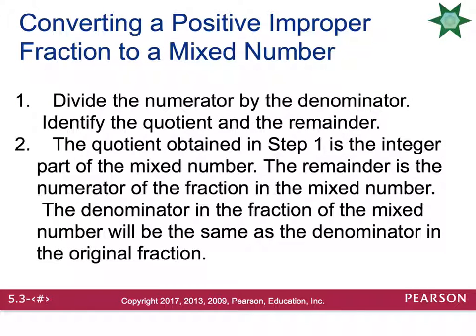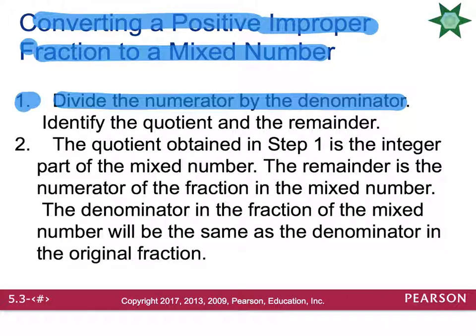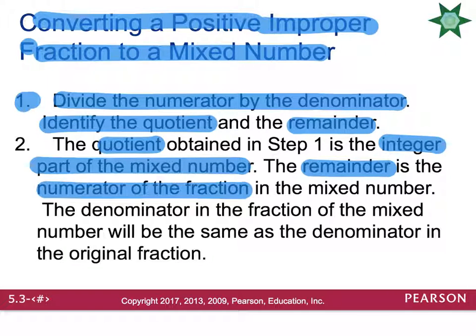Now let's look at how we go from an improper fraction to a mixed number. We'll look at converting a positive one to start. Our first step is to divide the numerator by the denominator, because a fraction says divide. Find the quotient and the remainder. The quotient is the integer part of the mixed number. The remainder is the numerator of the fraction in the mixed number, and the denominator stays the same.